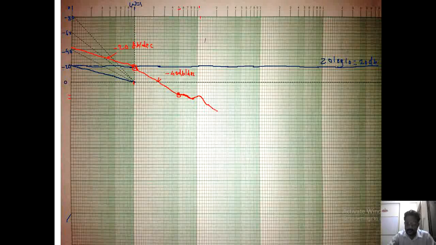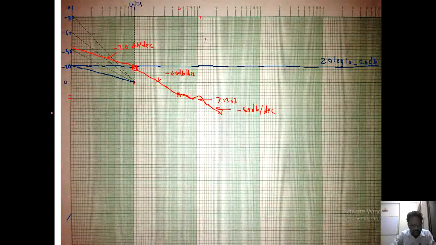And just continue, because it is going to infinity, and this is known as the correction value, 7.13 dB. This graph was for minus 60 dB per decade. So we have completed our magnitude plot.